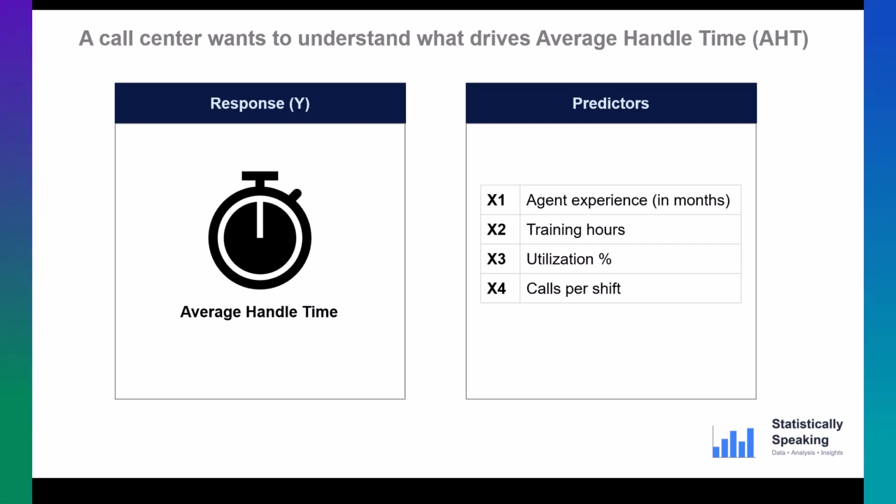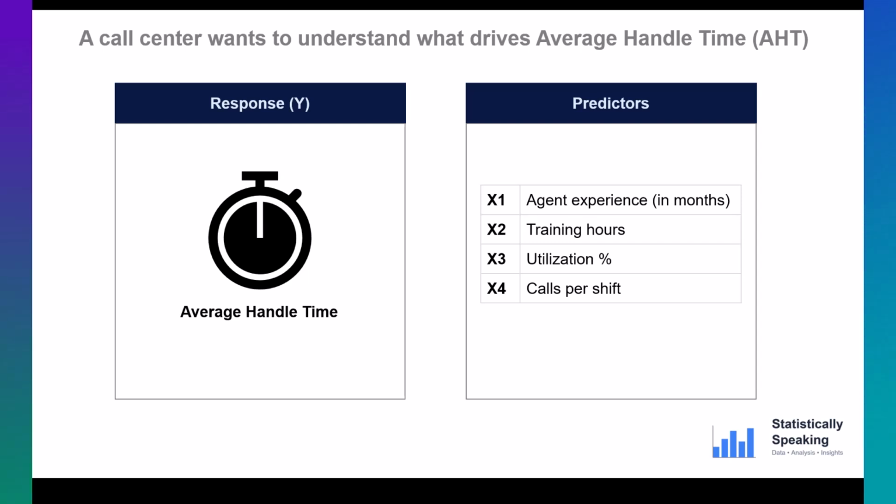A call center wants to understand what drives AHT. Initially we will look at up to 4 predictors: agent experience, training hours, utilization percent, and calls per shift. Then later we'll add a 5th one to see how VIF changes when we add the wrong kind of predictor. What do I mean by the wrong kind of predictor?